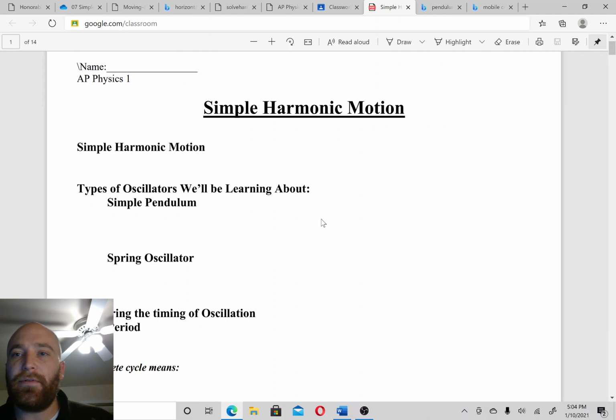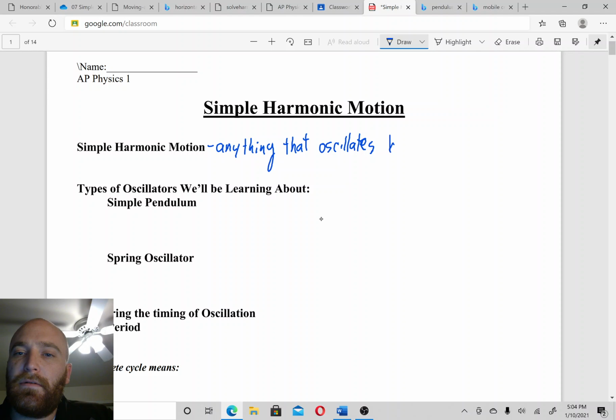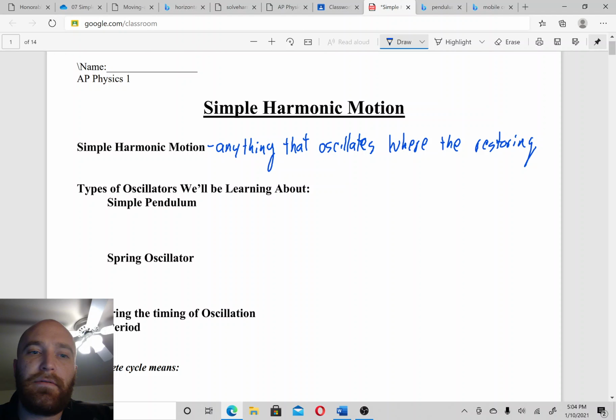Simple harmonic motion. So we're going to start with a definition that's a little more technical than probably what you guys need to know. Simple harmonic motion is anything that oscillates where the restoring force is proportional to its displacement.